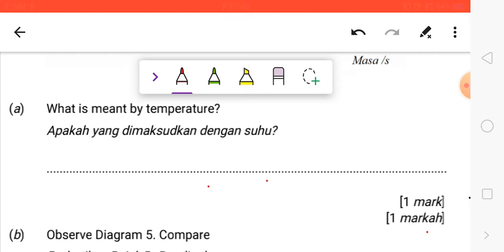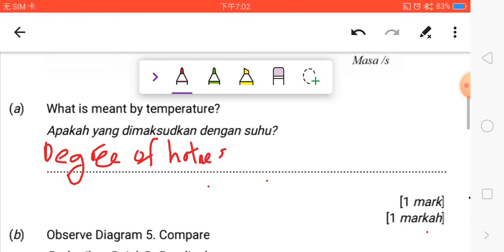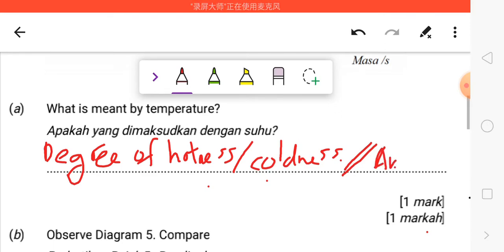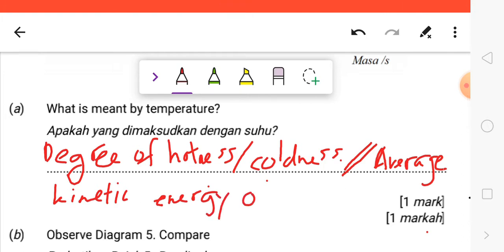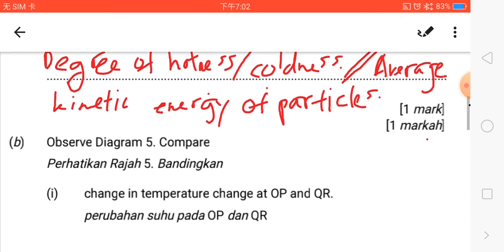Here I write two answers. Degree of hotness, it means how hot a substance is, or coldness, or you can write average kinetic energy of particles. So these are the two suggested answers for A.